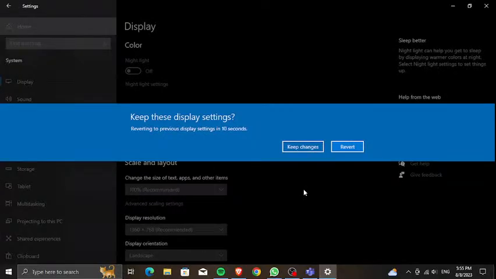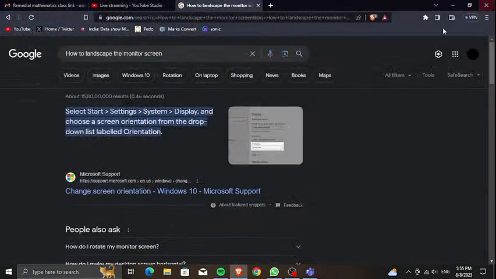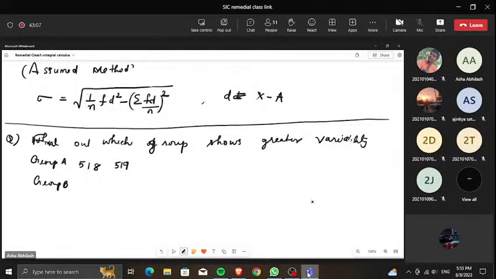Group A values are 518, 519, 527, 528, 529, 530, 530, 531, 542, 544, 550, 550.